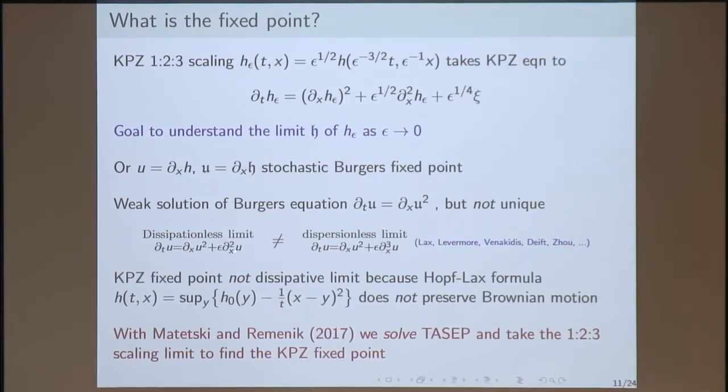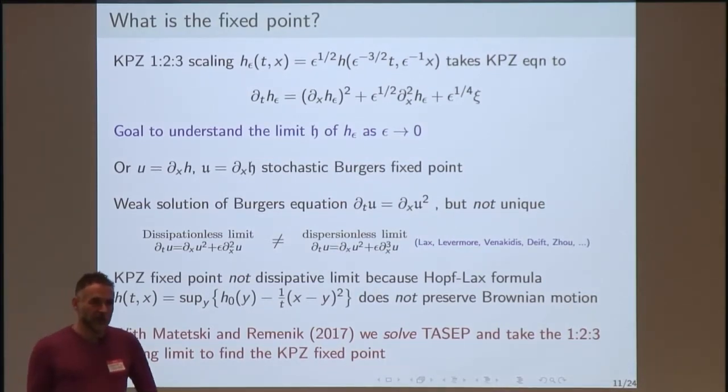Now, you can just check the dissipationless limit. The viscosity solution has an exact formula. It's this Hopf-Lax formula. You could just plug in Brownian motion, and you could just check you don't get Brownian motion. So this can't be the limit. It's something more complicated. So one of the problems with the KPZ fixed point is that you can't tell what the limit is by writing down an equation, because there's no equation.